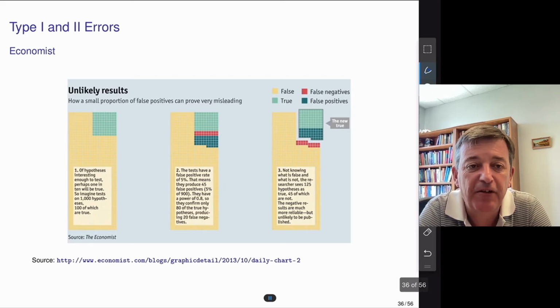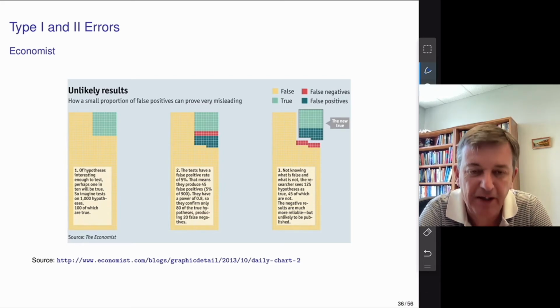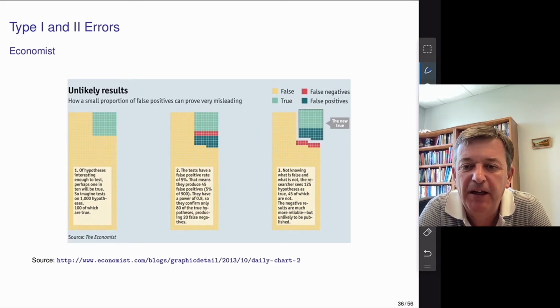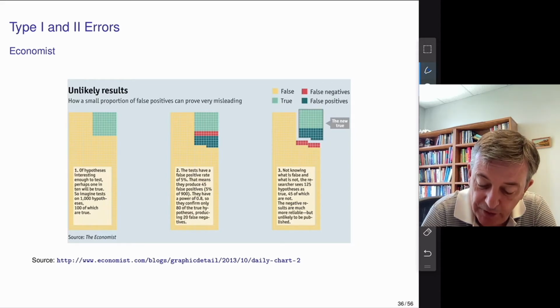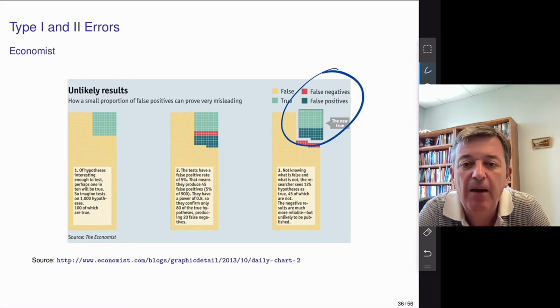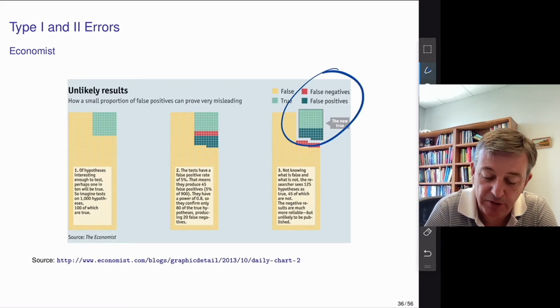Here's a nice article from The Economist. You can click on the link. Again, a little bit like our breast cancer example, you can couch all of these things in terms of how many false positives and false negatives do you get.